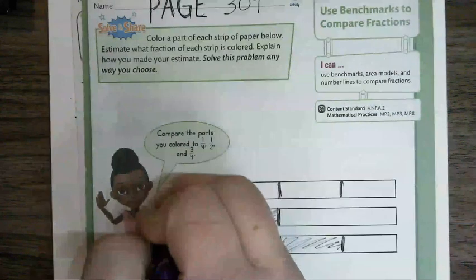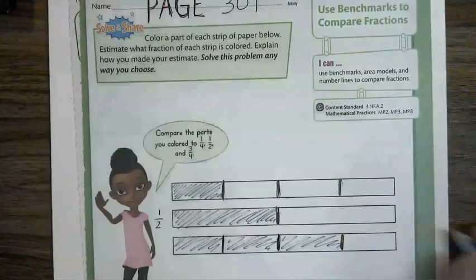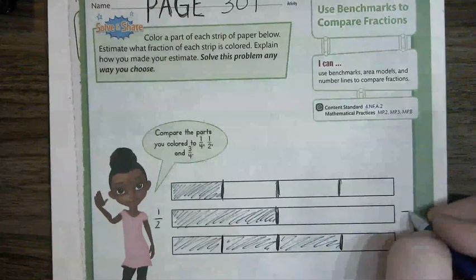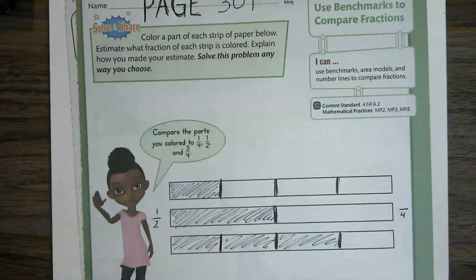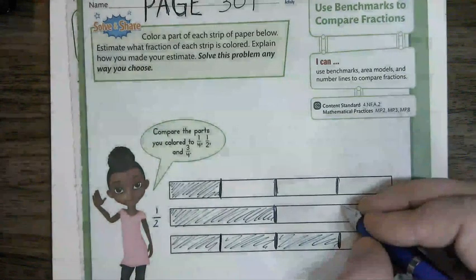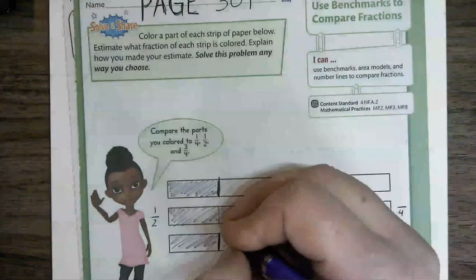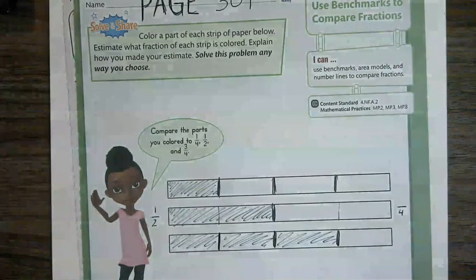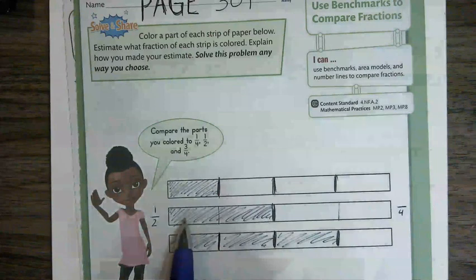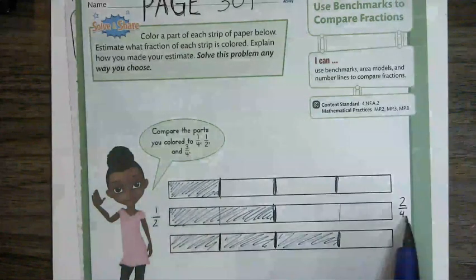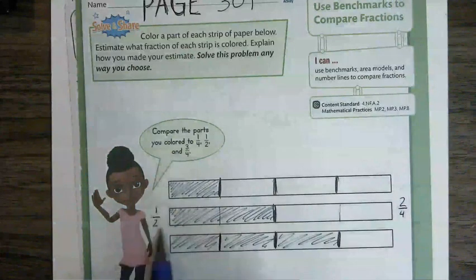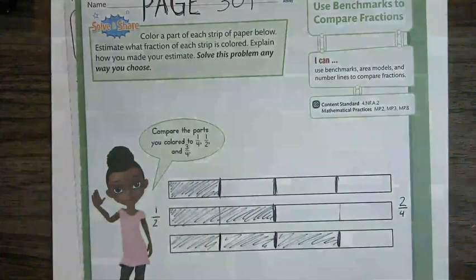But if this is 1/2, what would be the equivalent fraction if I wanted fourths? What would be my equivalent fraction? We talked about that last time. Well, what that means is I would need to take this and cut it into 4 equal parts. When I do that, how many do I have shaded? 1, 2. The reason we don't write 2/4 is because 1/2 is the simplified version.